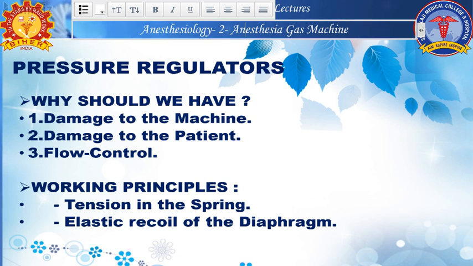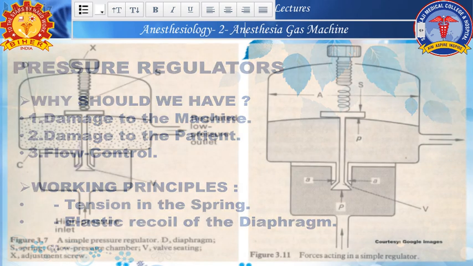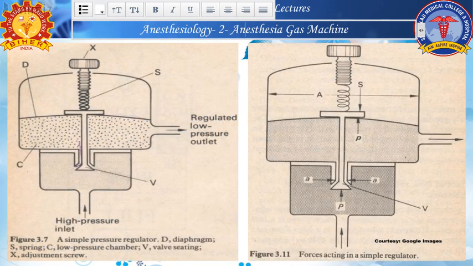So pressure regulators play a very, very important role in any anesthesia gas machine. There is no doubt about it. The working principles are tension in the spring or elastic recoil of the diaphragm. That is a little complex, but the basic physics we should know is that if the same force is applied over a larger area, then the pressure is decreased. If it is applied over a smaller area, the pressure is more. This is the basic concept. If you understand that much, then for further physics, if you are interested, you can go through the textbooks.